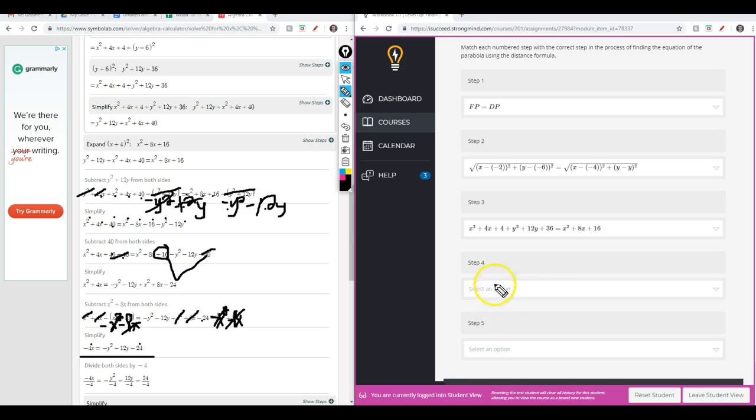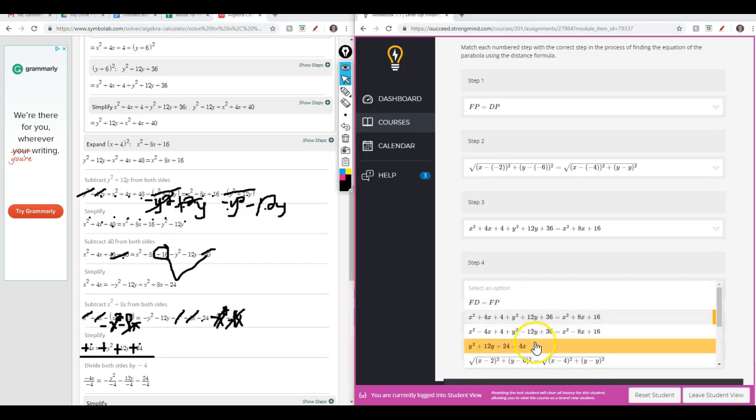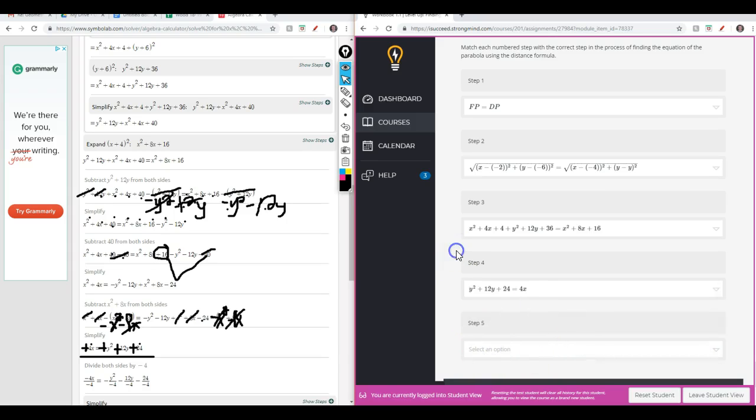So again, I will tell you that this step does not have a negative number there, and that's an easy fix. You multiply by -1, and that changes all of these symbols on both sides to a plus. So I'm looking for a 4x plus y squared plus 12y plus 24. So we have a 4x plus y squared plus 12y plus 24.